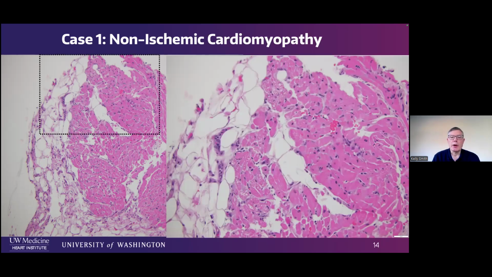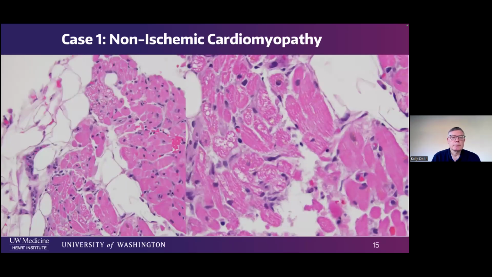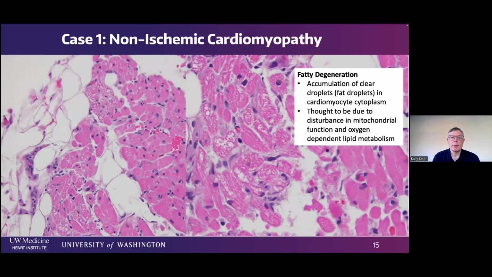And we can go to the next slide. Basically, if we look at higher power, there's very, very subtle changes. You can see at the higher magnification photomicrograph on the right that there's some very subtle vacuolization in the cardiomyocytes. And here's a couple of higher power images, and you can see these clear little tiny vacuoles and spaces in the cardiomyocytes. And this is what we term fatty degeneration.